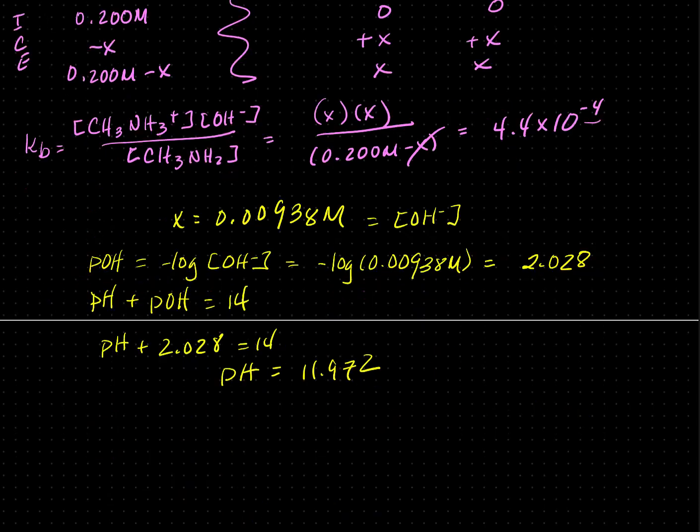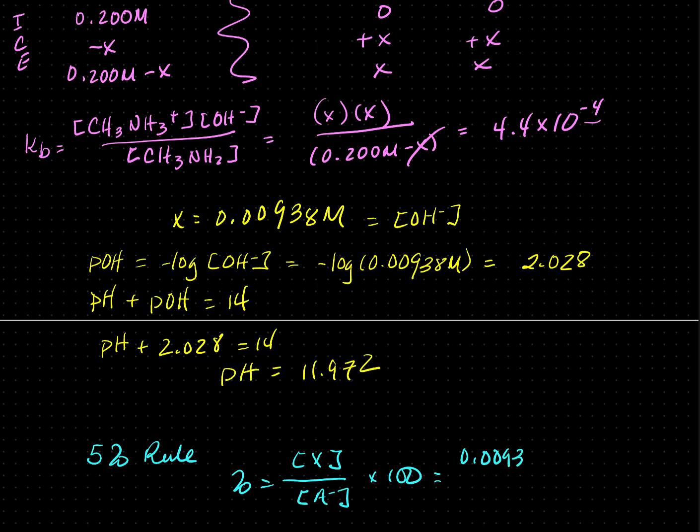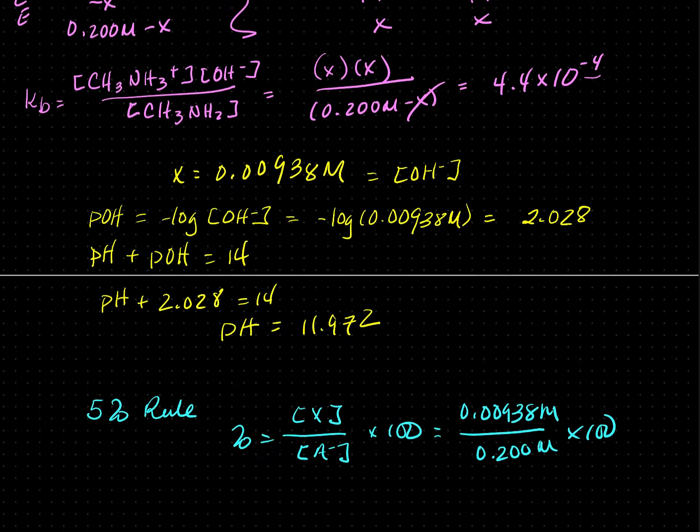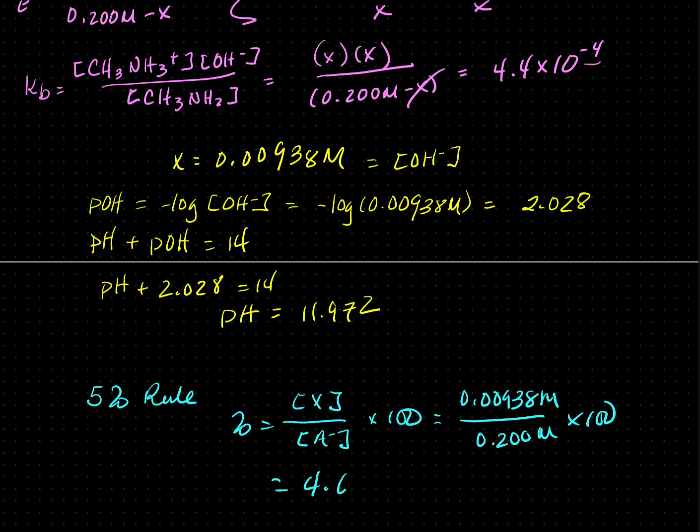Those of you that doubt the 5% rule, we could double check. So the 5% rule: percent is equal to X over the initial concentration of the base, times 100. The X here is the OH minus concentration. So we know that was calculated as 0.00938 molar. Initial concentration was 0.200 molar, times 100. This will equal 4.69%, which is less than 5%. So the 5% rule applies here.